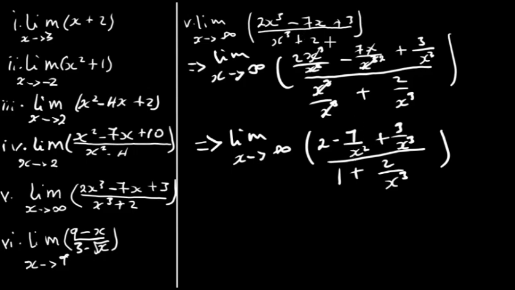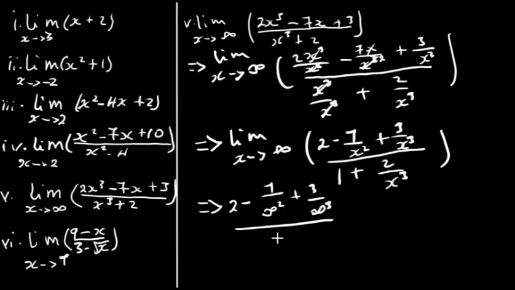Now, since this is our last form, we're going to plug in the infinity into it straight ahead. So plugging in the infinity, it's going to be 2 minus 7 divided by infinity squared plus 3 over infinity cubed, all divided by 1 minus 2 over infinity cubed.